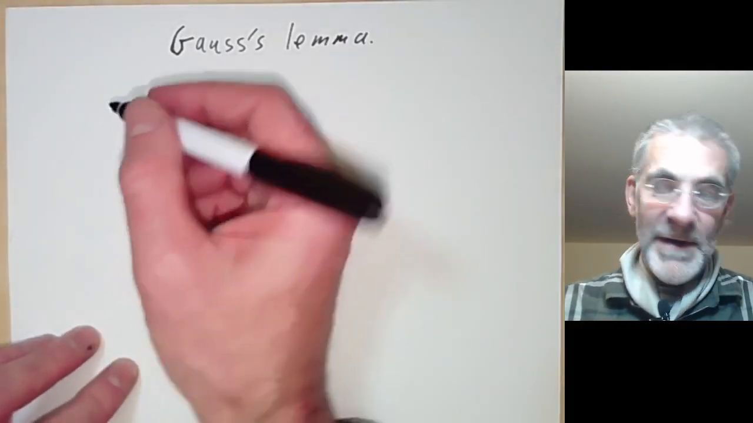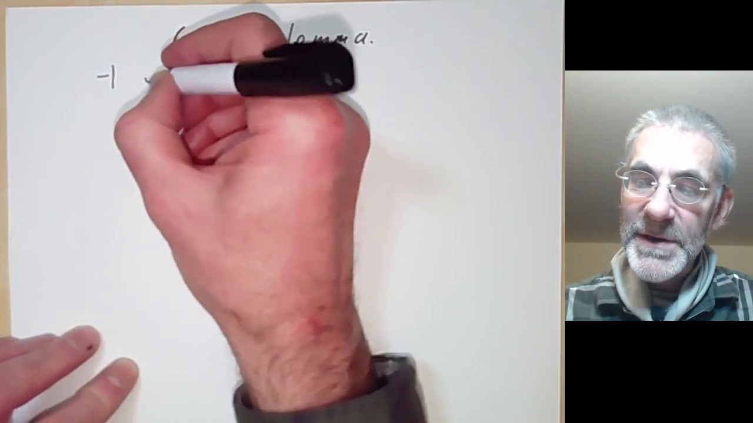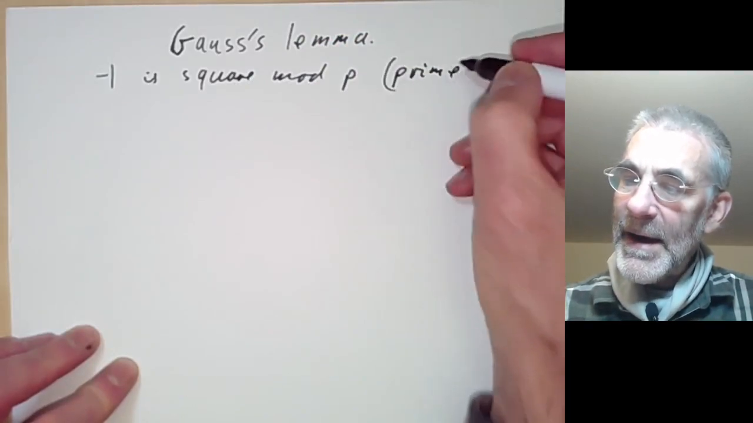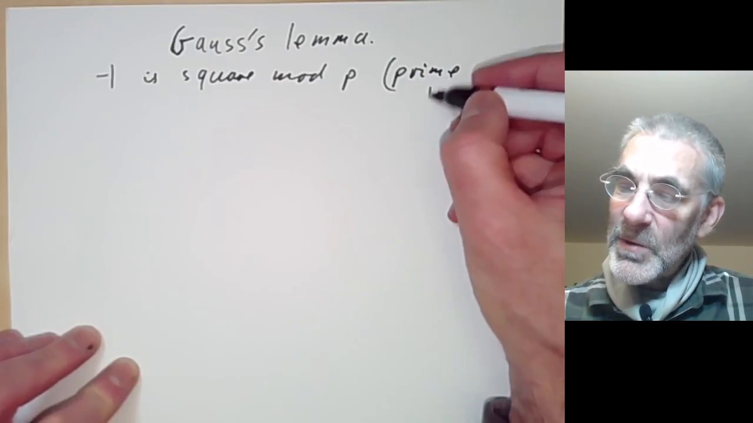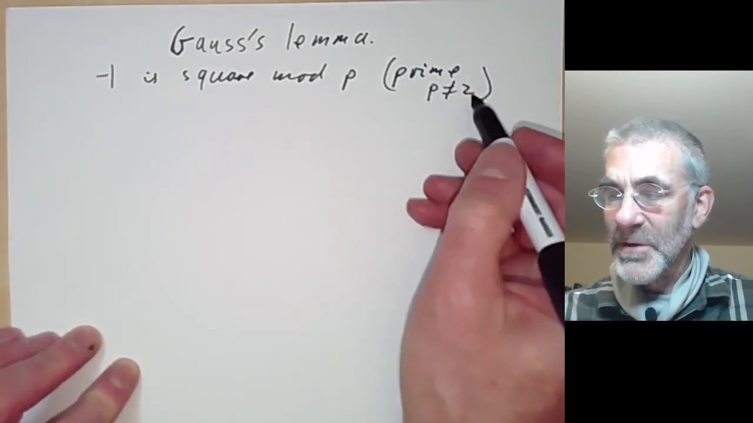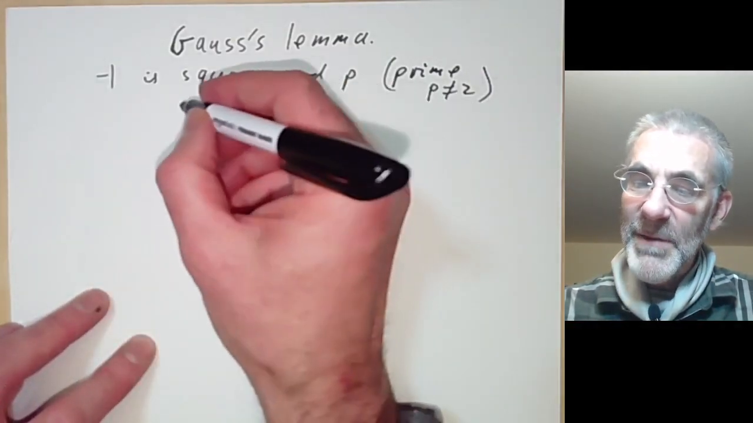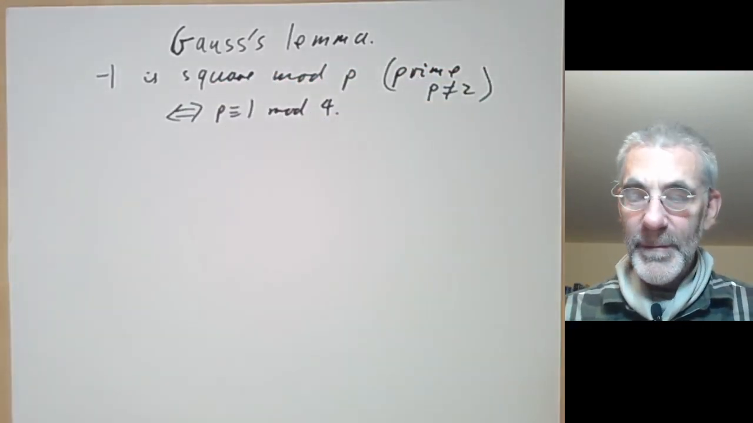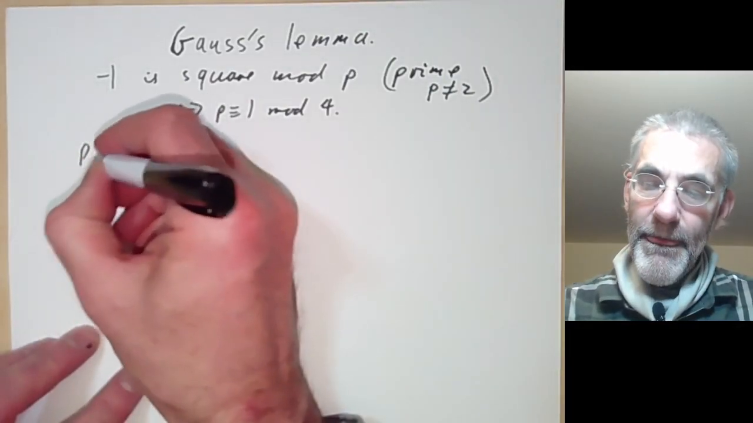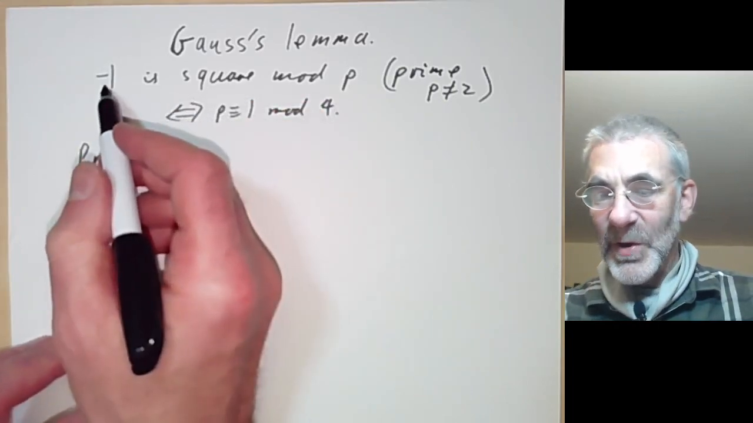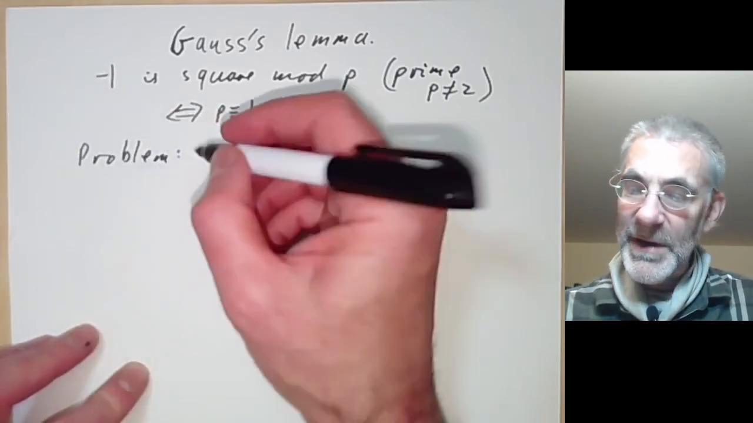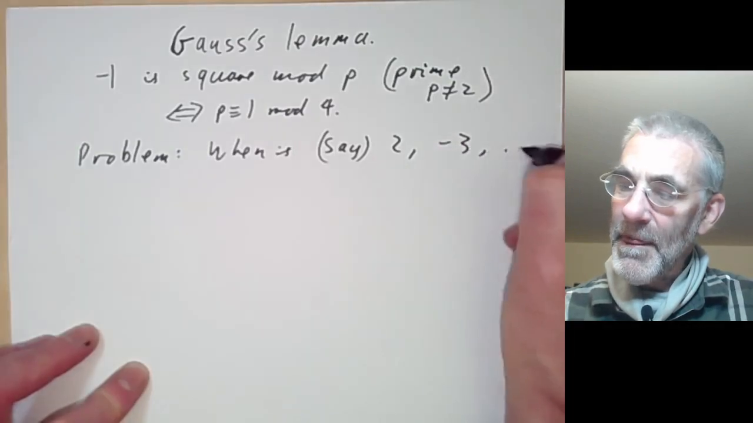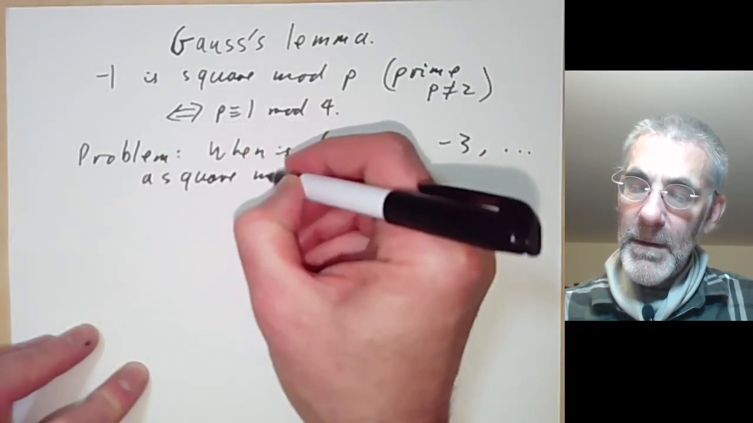So, in order to motivate this, we start by recalling that we've shown that minus 1 is a square modulo p, where p is prime, and the prime p equals 2 always causes problems, so we're going to assume that p is not equal to 2. So minus 1 is a square modulo p if and only if p is congruent to 1 modulo 4. And this suggests the problem: can we find a similar criterion to tell whether other numbers are squares modulo p? So when is, say, 2 or minus 3 a square modulo p?